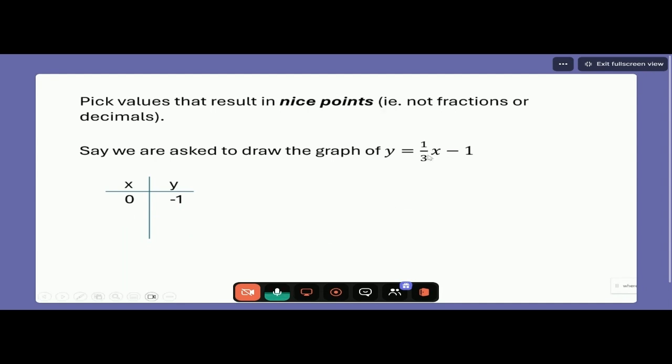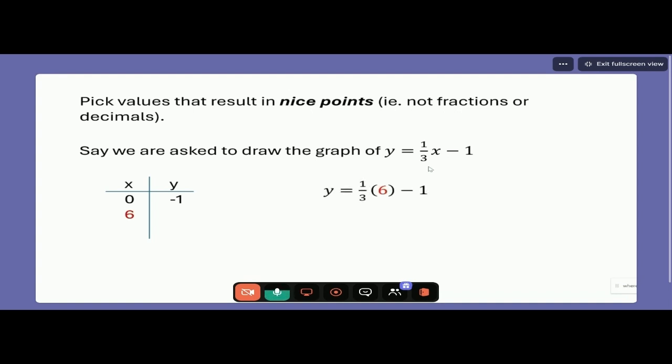Now you might notice that what caused that fraction was this 3 on the bottom. So if we could put something on the top that is divisible by 3, we would solve that problem. 3 would probably be the easiest choice, but just to show you that anything that's divisible by 3 works, I picked 6.